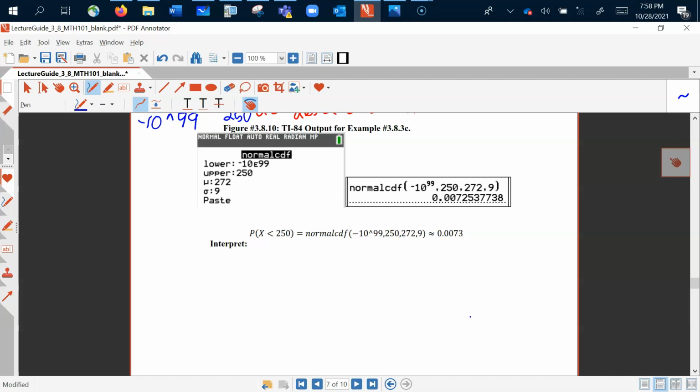So I can interpret this probability as the probability for a random individual pregnancy, or I can look at it as an interpretation for all pregnancies. So I could say there's a 0.73% chance that a random human pregnancy would last less than 250 days. That's interpreting for an individual. Or if I interpret that probability for all of the population, I could say 0.73% of all human pregnancies take less than 250 days. So let's go ahead and write that up below.